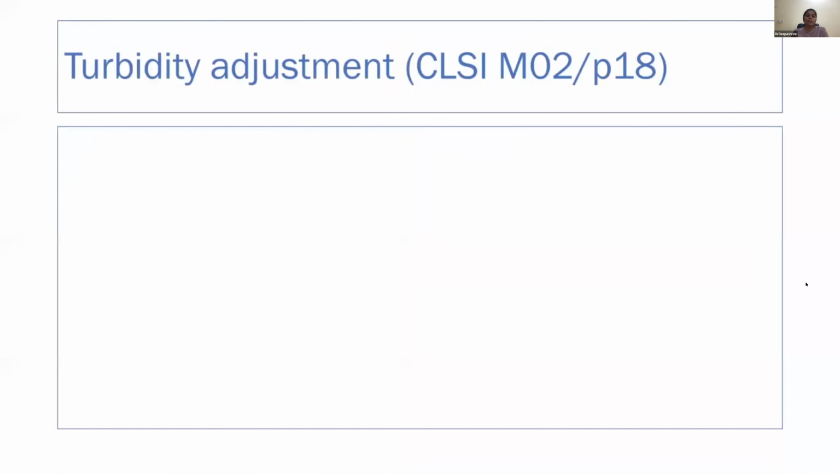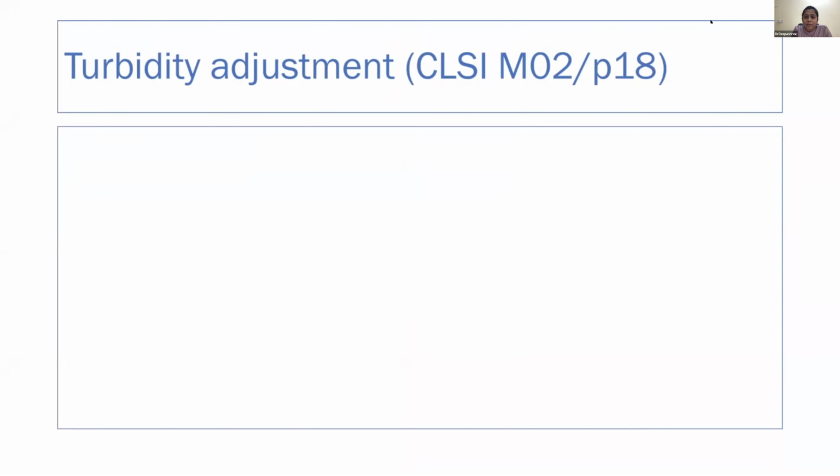Next, coming to turbidity adjustment, another crucial aspect. So, can I get an opinion of how many of you are really using 0.5 McFarland in-house or commercially procured? Anyone, please unmute and answer.